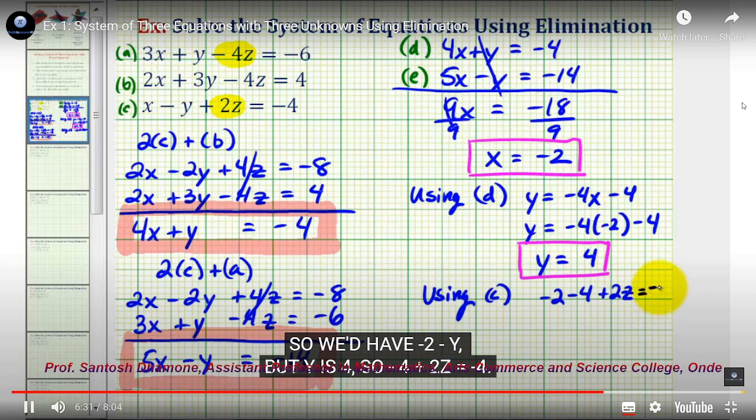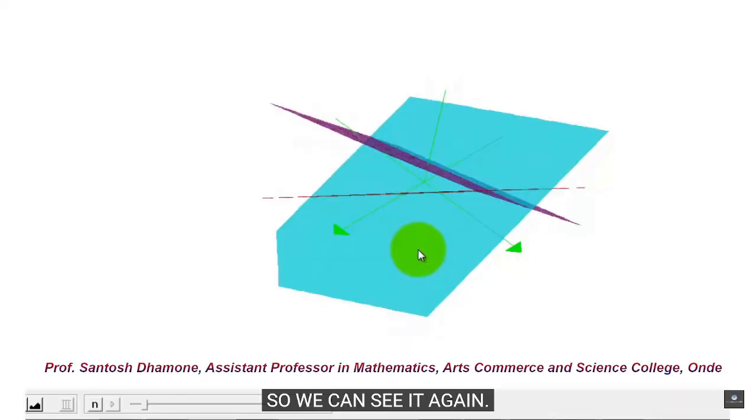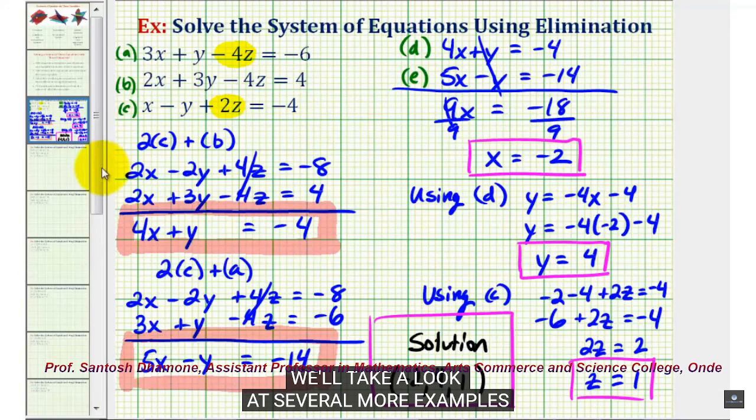Well, here's the graph of the three planes in space. This point right here is our solution because it's the only point that's on all three planes. Let's go ahead and rotate this to the other side so we can see it again. Again, it would be this point that we see right here, which we found using the elimination method. I hope you found this example helpful. We'll take a look at several more examples in the next few videos.